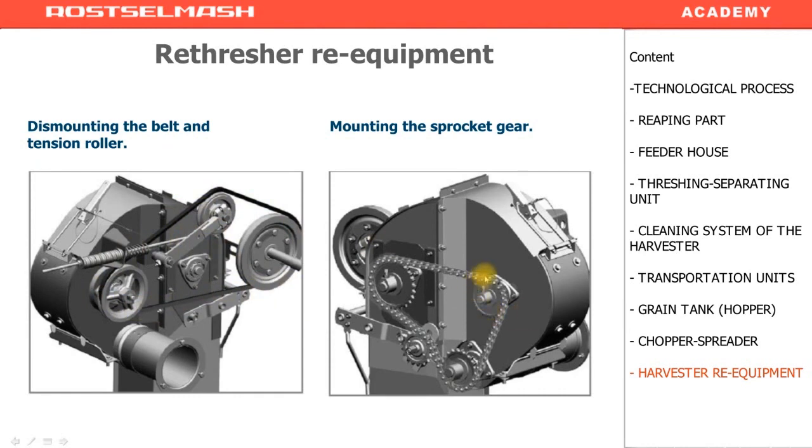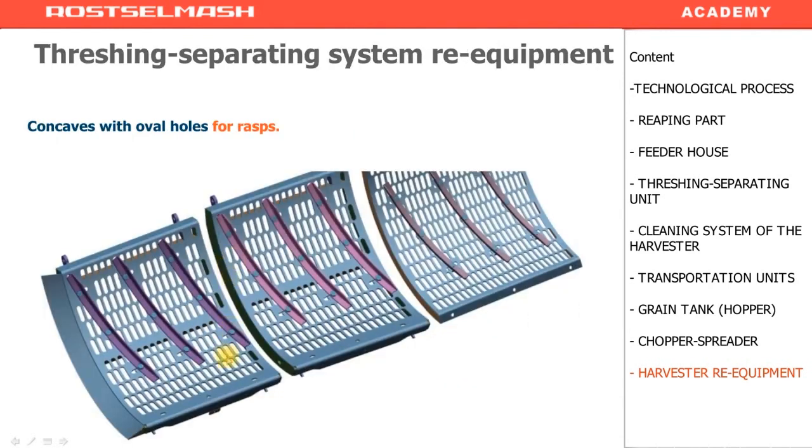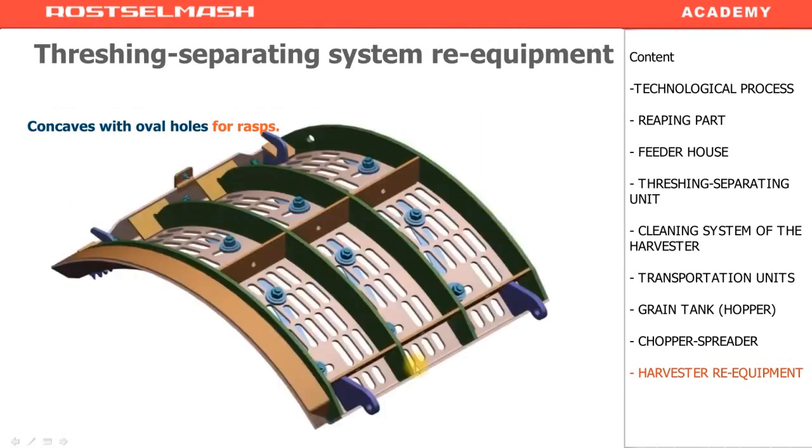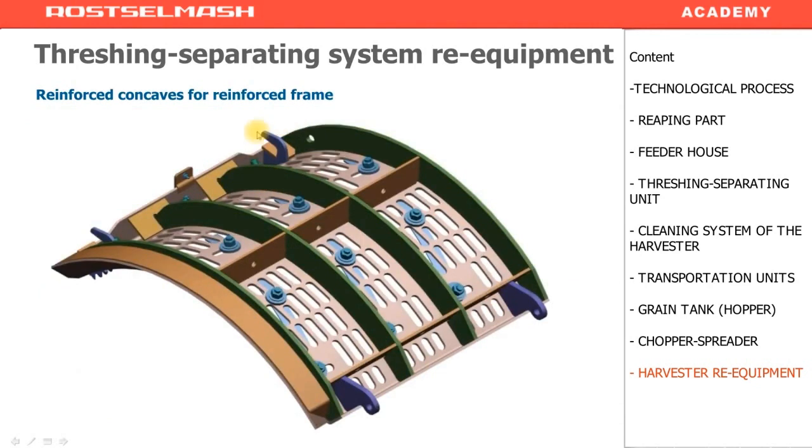From the spare kit, install the sprocket on the shaft and then the chain. Replace the short chain that has been previously installed with the long one. The concaves are replaced with the ones which are used for harvesting rice. They have oval holes but no rasps. For the reinforced frame, the concaves are also reinforced, which is the feature of all the modern combines.